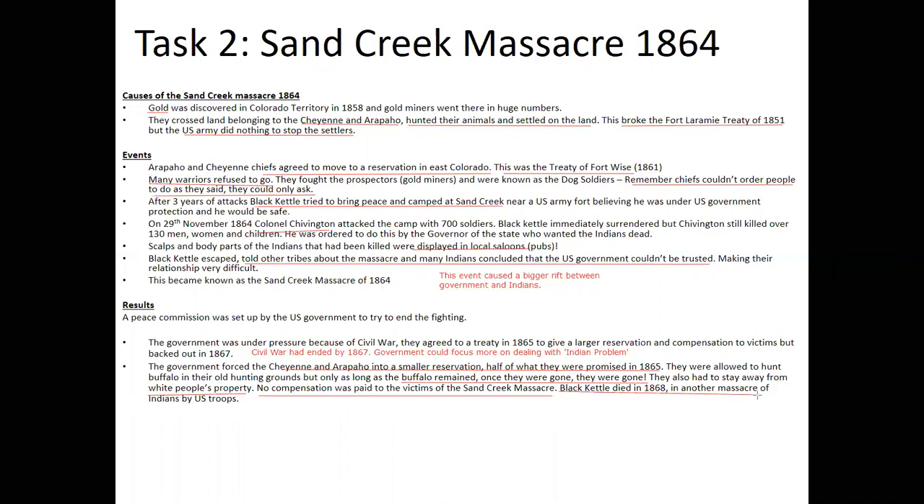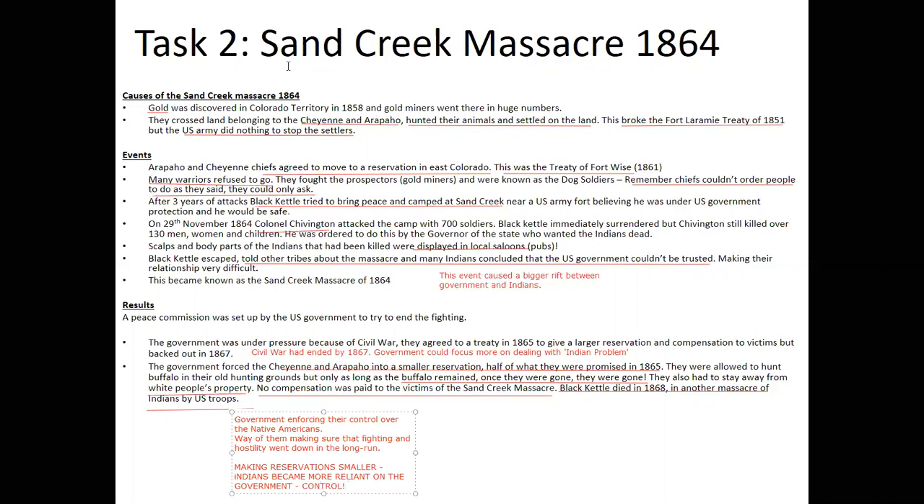And by 1868, Black Kettle had died in another massacre of Indians by US troops. So this was another way of the government enforcing their control over the Native Americans. It was a way of them making sure that fighting and hostility went down in the long run. And the key thing the government keep doing is making reservations smaller, which means the Indians become more reliant on the government and they get control. So it's just an ongoing cycle for the US government.